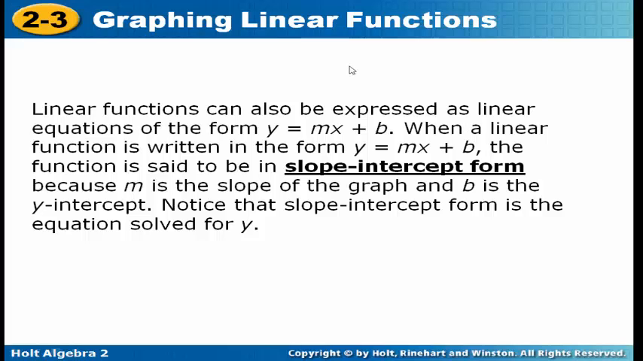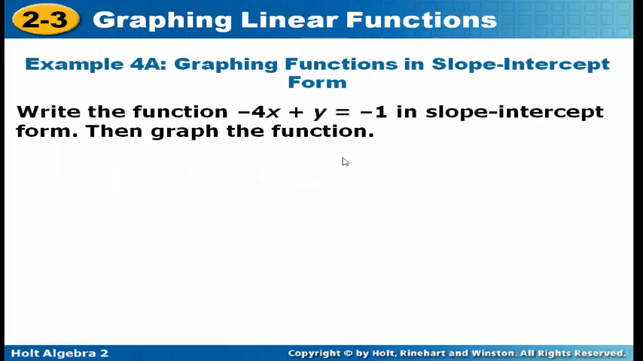Linear functions can also be expressed as a linear equation of the form y equals mx plus b. When a linear function is written in the form y equals mx plus b, the function is said to be in slope-intercept form. If we have a function in this form, for example y equals 2x plus 7, this form is called slope-intercept form because m is the slope of the graph and b is the y-intercept. Notice that the slope-intercept form is the equation solved for y.